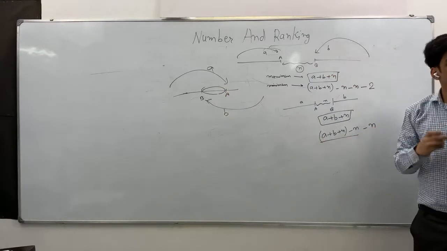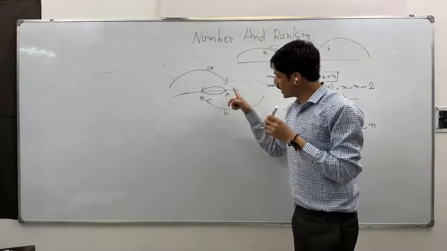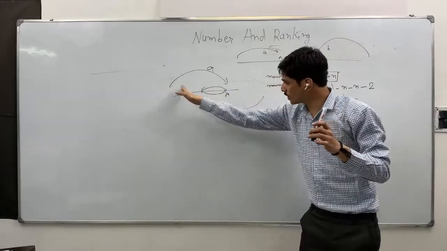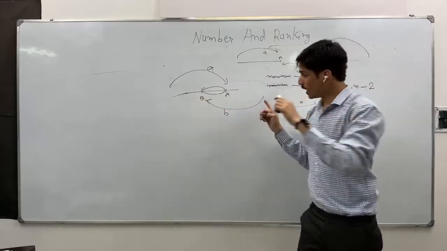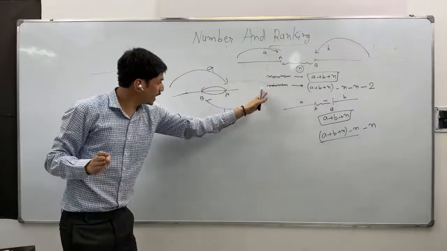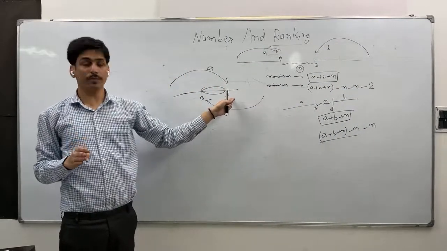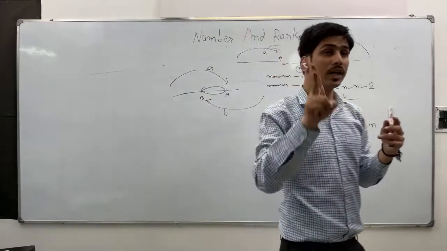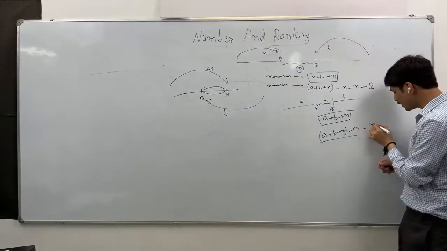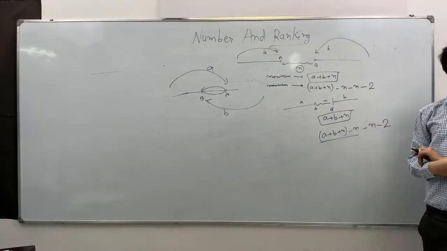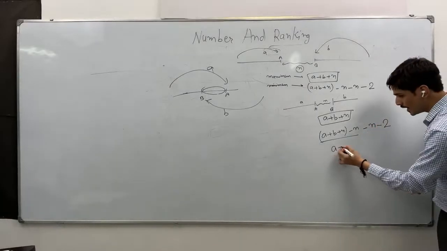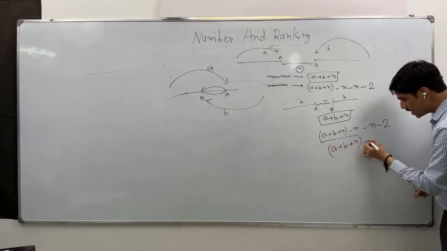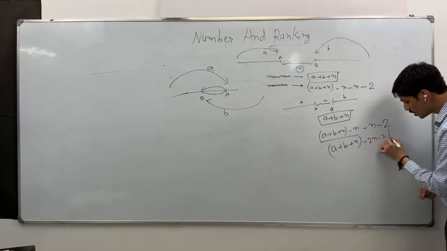This one is clear. Now you see, if I am writing the rank of A, then B student is considered. From the left hand side, if I count, B is already considered. But now if I am writing B, then A has been already taken into account. It means I am considering A and B twice. So I am supposed to subtract 2 also. Clear? So what will happen? A plus B plus n minus 2.